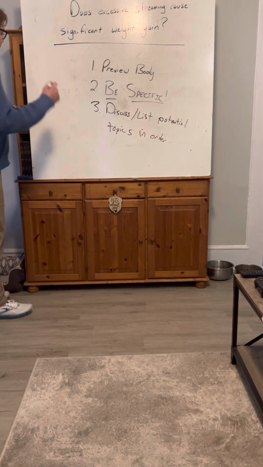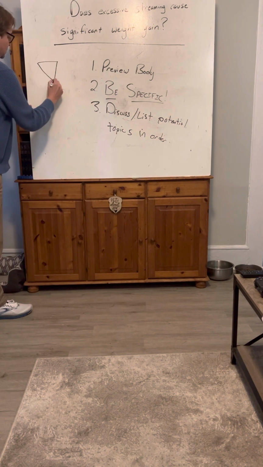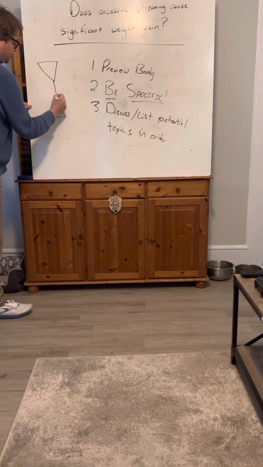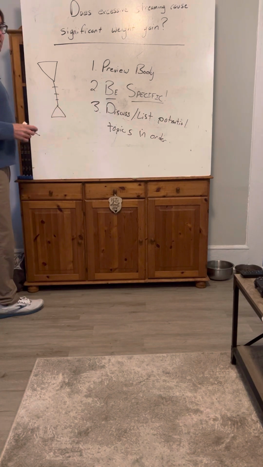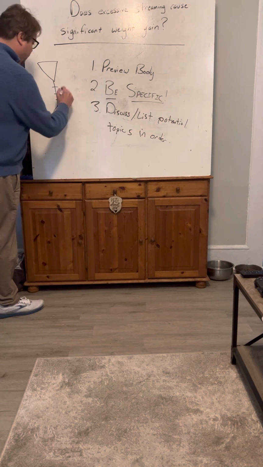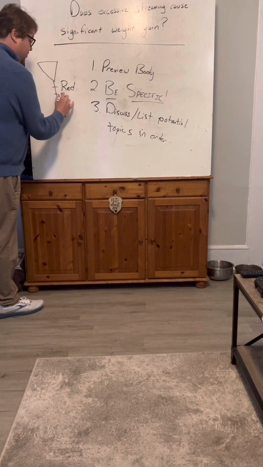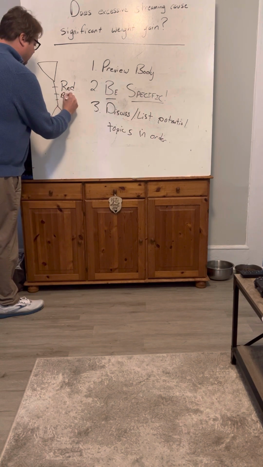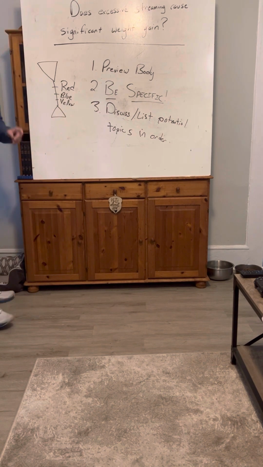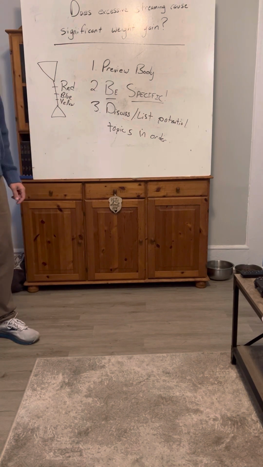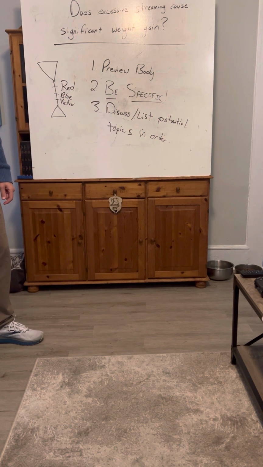So what that means is, and we bring back our double arrowhead fishbone thing. If these are our 3 body paragraphs, and you're going to say, I'm going to discuss red, blue, and yellow, then you're going to discuss red, then blue, then yellow. So however you decide to list them in your thesis statement, make sure that's the order that you discuss them in the body of the paper.